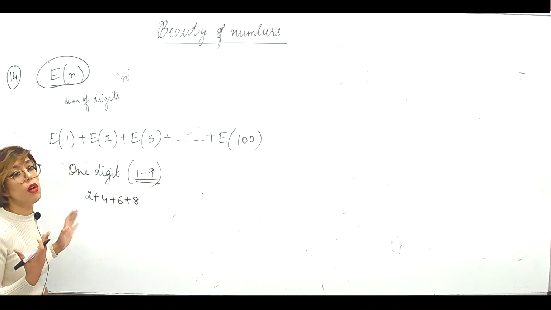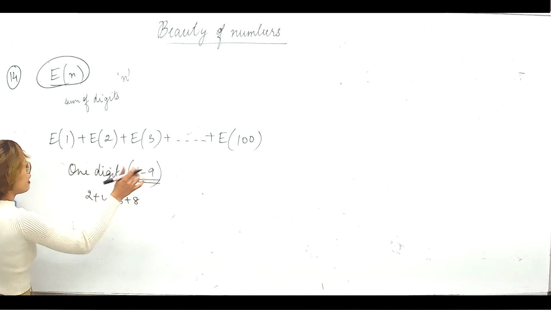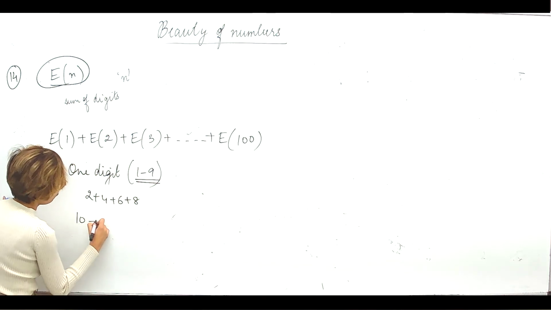Now the 2-digit numbers. Mostly the numbers are 2-digit numbers. Now let me segregate it. 1 to 9 first. So let me write 10 to 19.